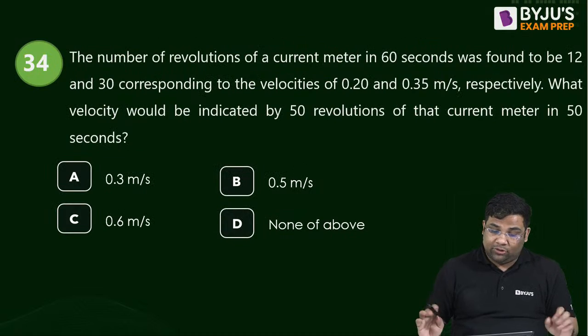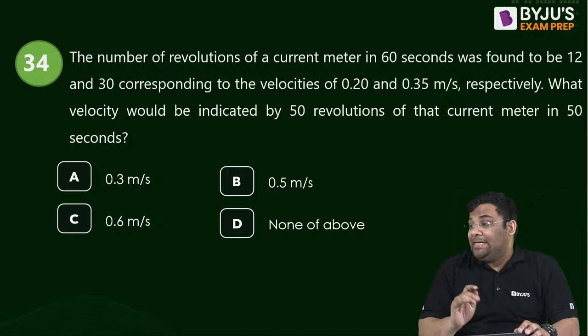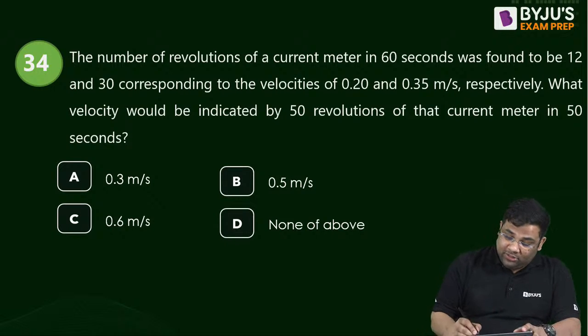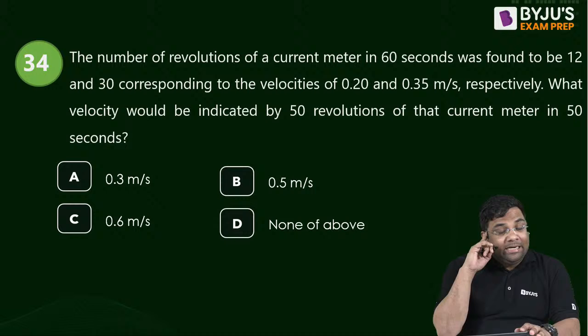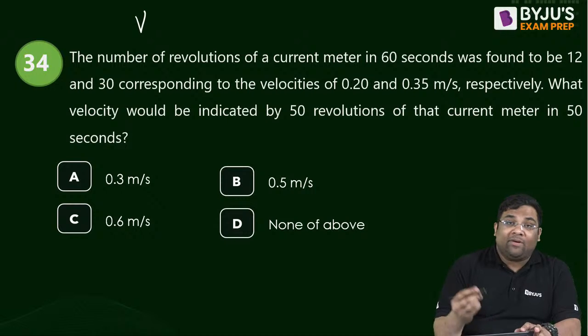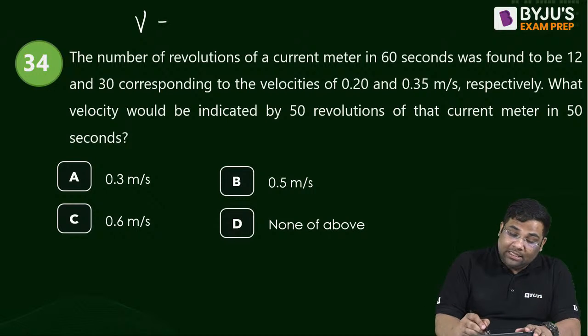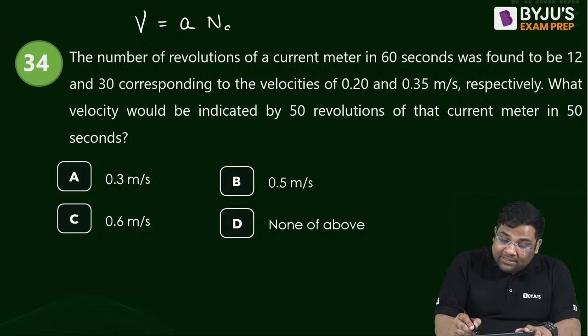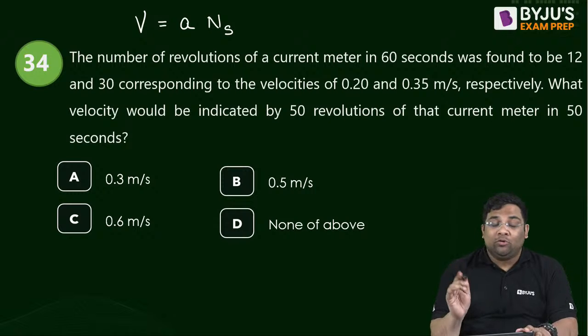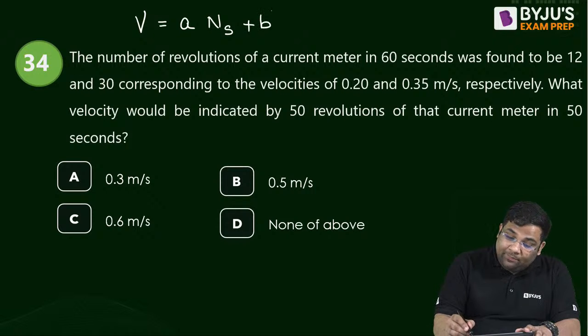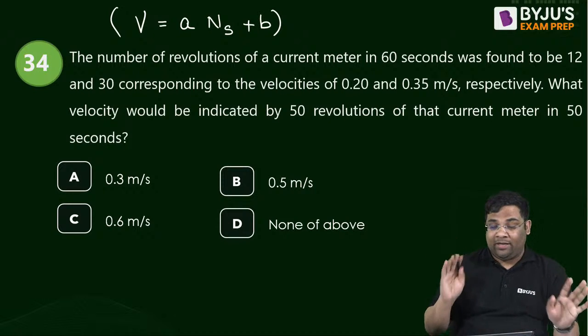Okay. Next question, on current meter. How to solve questions on current meter? The current meter, we have the formula. This is from flow measurement of hydrology. What is the formula for velocity? V is equal to a constant a into the number of revolutions per second, ns, plus b. This is the equation, right?